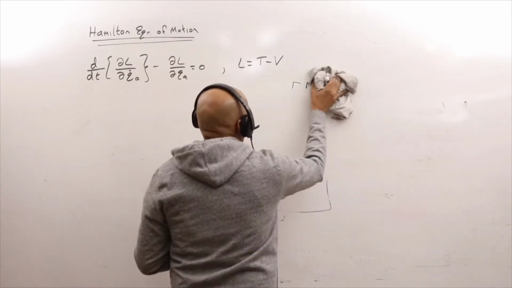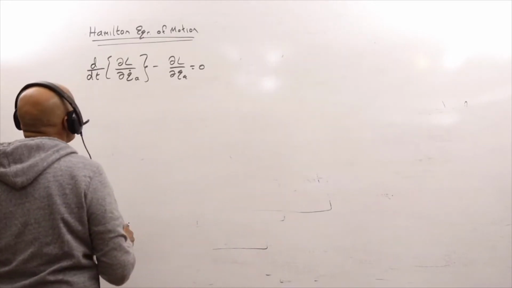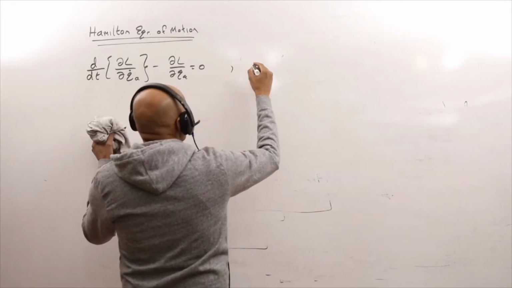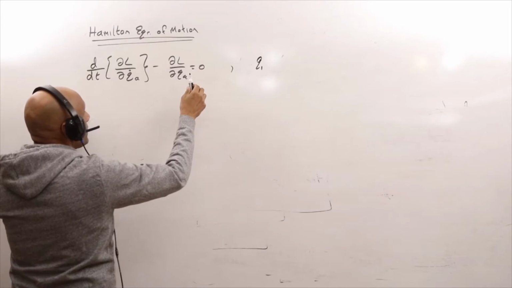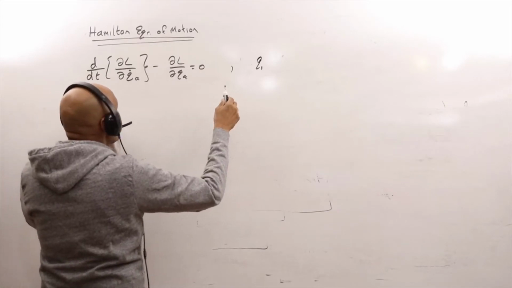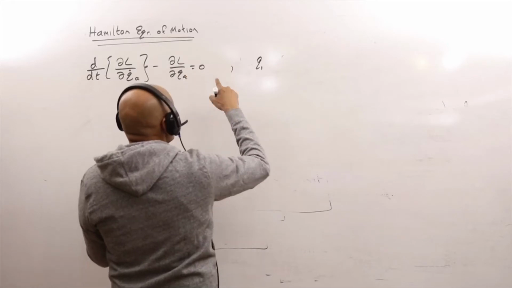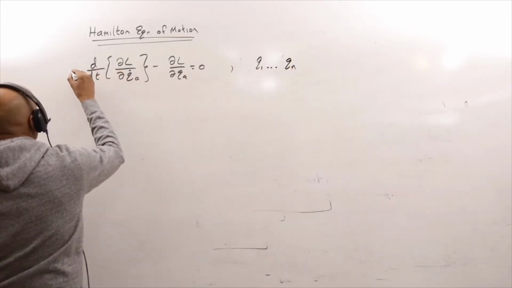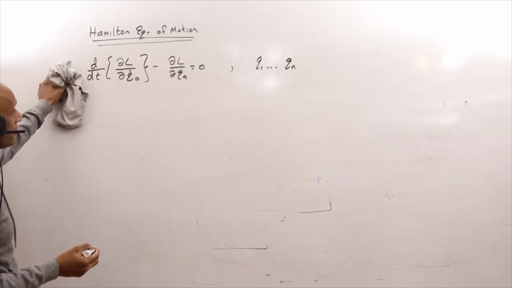So what could we do? The idea is, let's take a look at these equations. We know that there are n different equations corresponding to Q1. So the Lagrange equation of motion corresponds to n different coordinates. We're expecting the equation for Q1, Q2, Q3, all the way up to Qn. So there are n such equations.